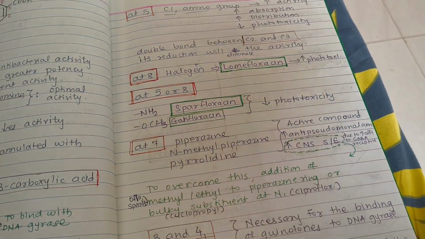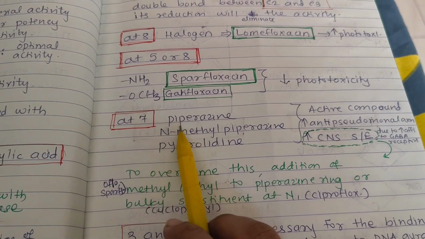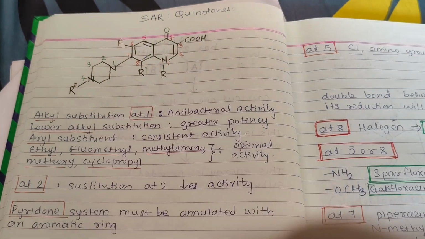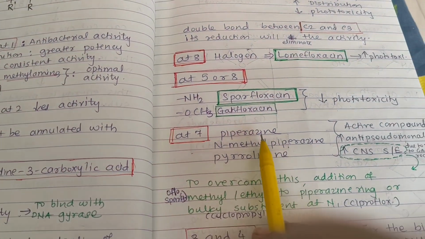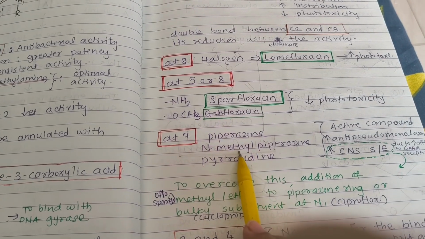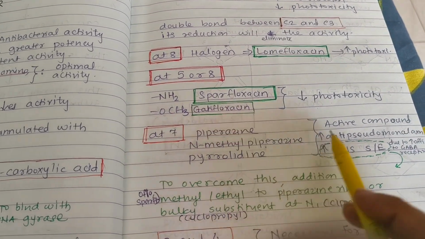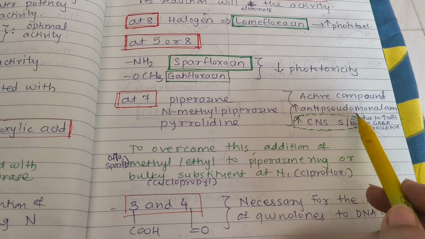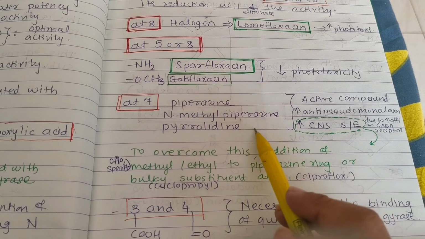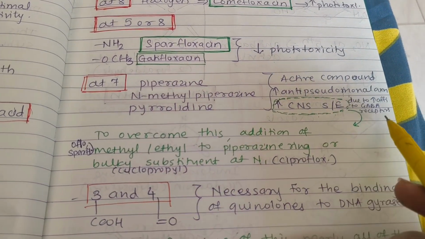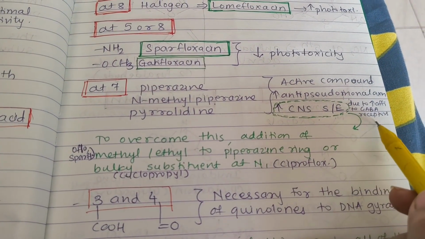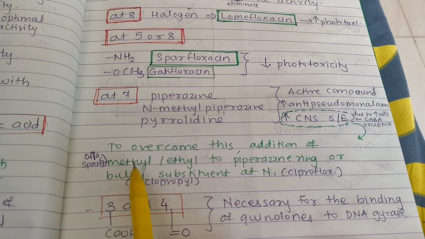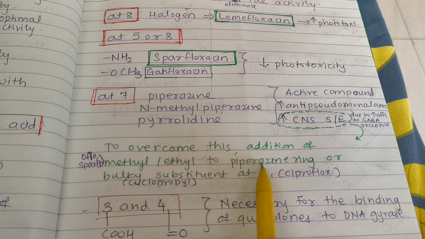Now let us talk about the 7th position. Where is the 7th position? This, where the piperazine ring is present. At the 7th position, if it is piperazine, N-methyl piperazine or pyrrolidine, an active compound can be obtained, which increases the anti-pseudomonal activity. But this can also increase the CNS side effect, which is due to increased affinity to GABA receptors. To overcome this, addition of a methyl or ethyl to the piperazine ring can be done.